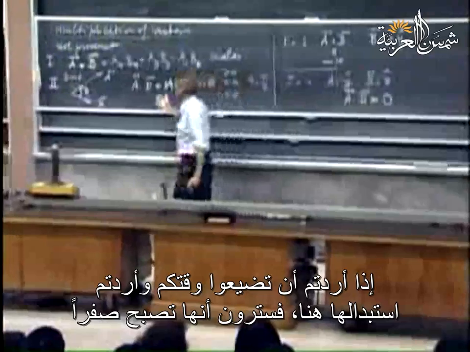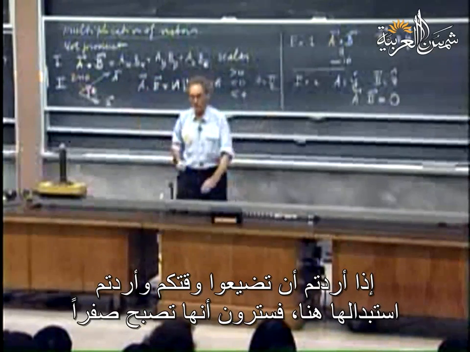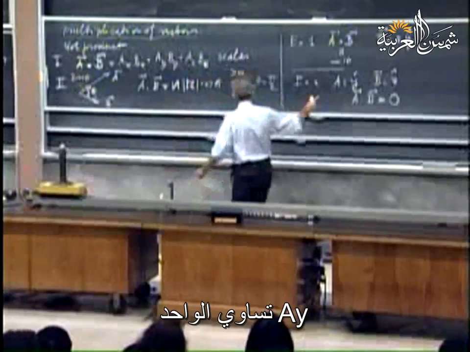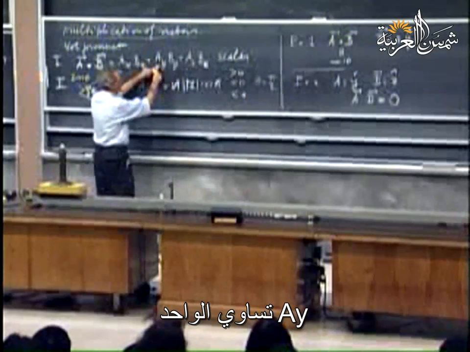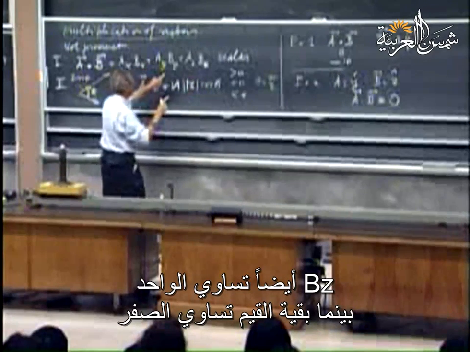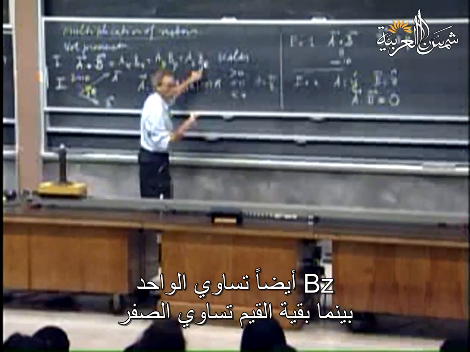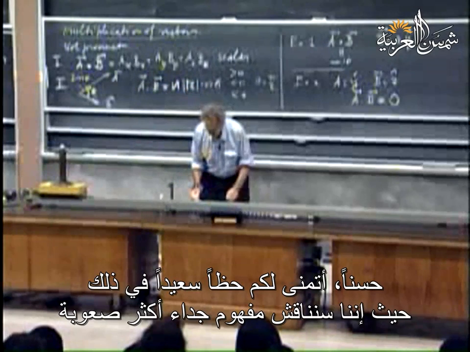If you want to waste your time and substitute it in here, you will see that it comes out to be 0. It should work, because clearly A of y means that this is 1. That's what it means. And B is z, that means that B of z, this is 1. And all the others do not exist. Well, I wish you luck with that.